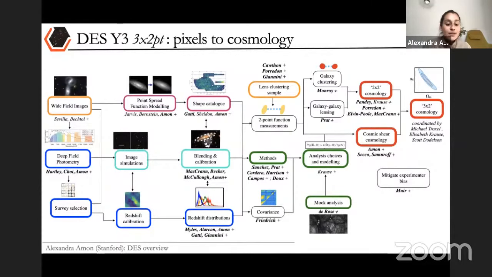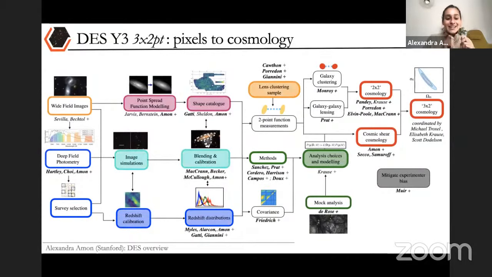So here I'm bolding all the early career authors, and that's almost all of them. And to me, that's one of the most impressive parts of our year 3 analysis, that we really have ECS members kind of steering the ship. And of course, we were coordinated by Michael Troxell, Elizabeth Krauss, and Scott Doddleson.